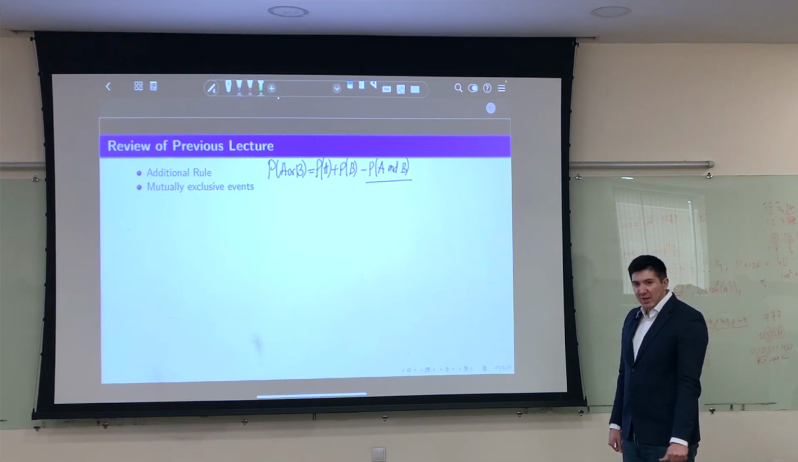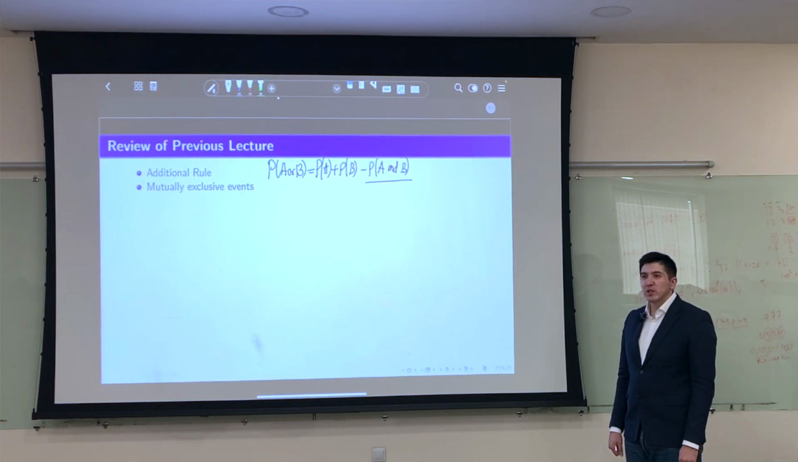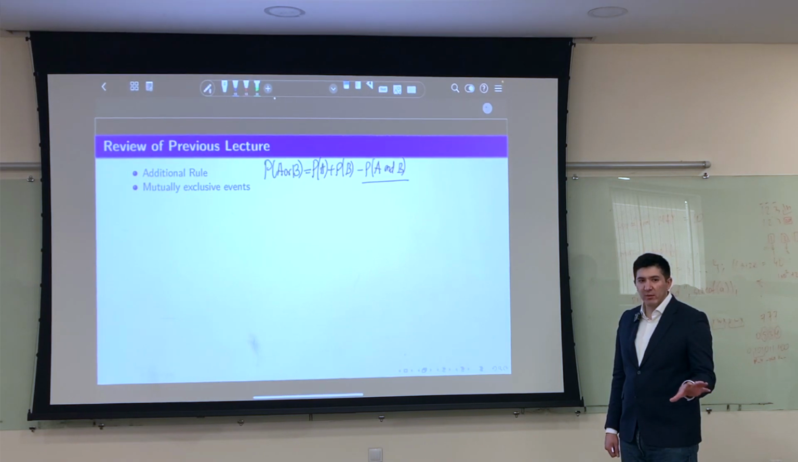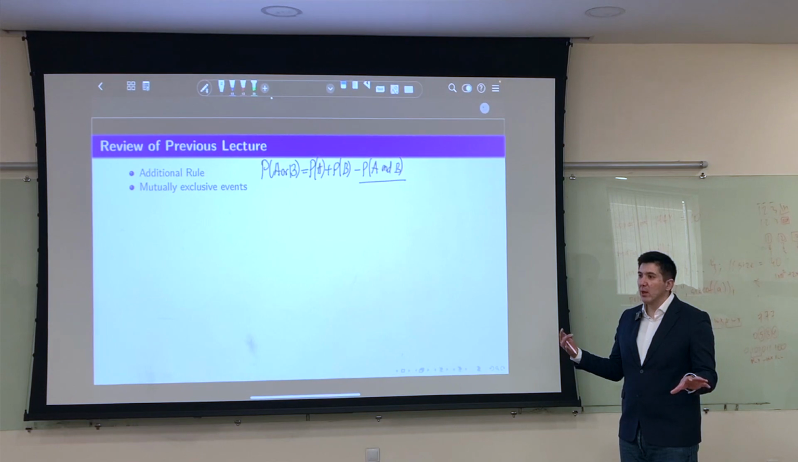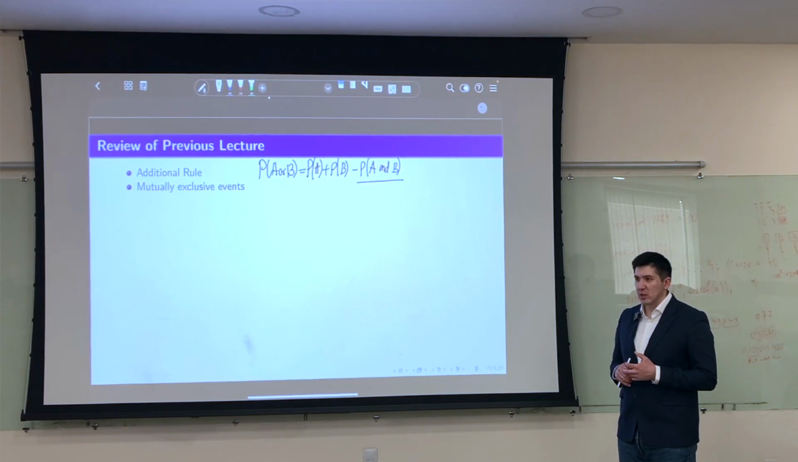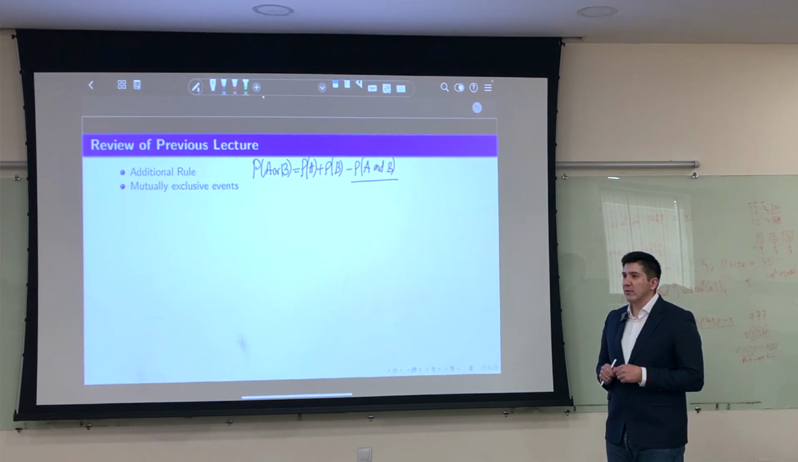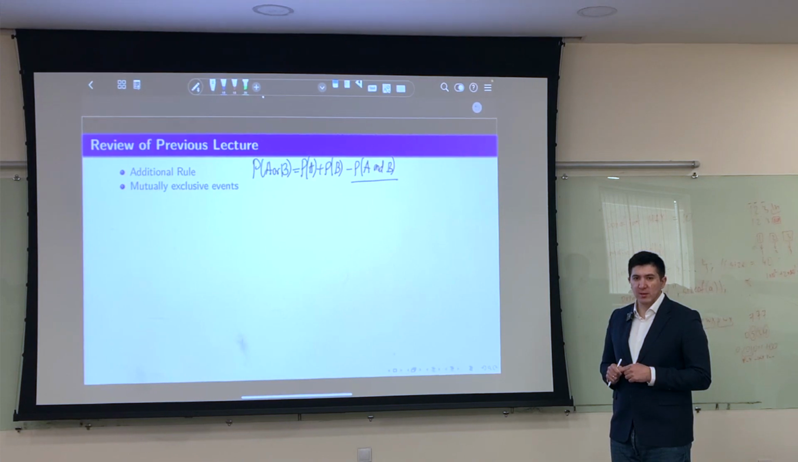Could you please give me some example of two events which are not mutually exclusive? If you remember, previously we talked about the cards, right? Do you remember, one event was choosing a jack and the second event was choosing a heart, right? These two events are not mutually exclusive because it is possible to choose the jack of hearts, okay?